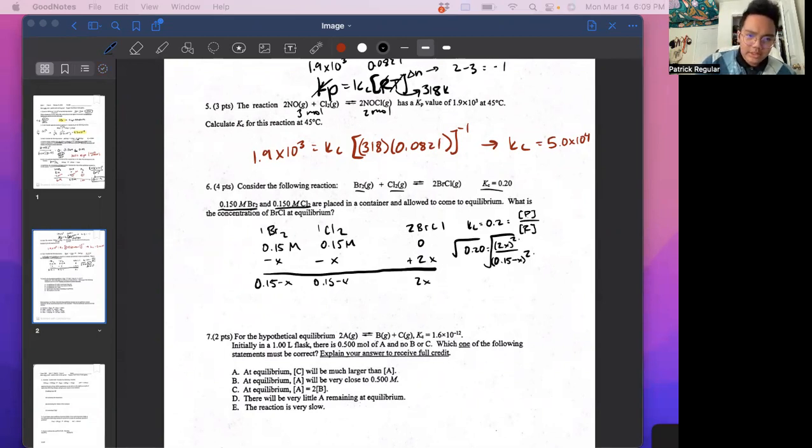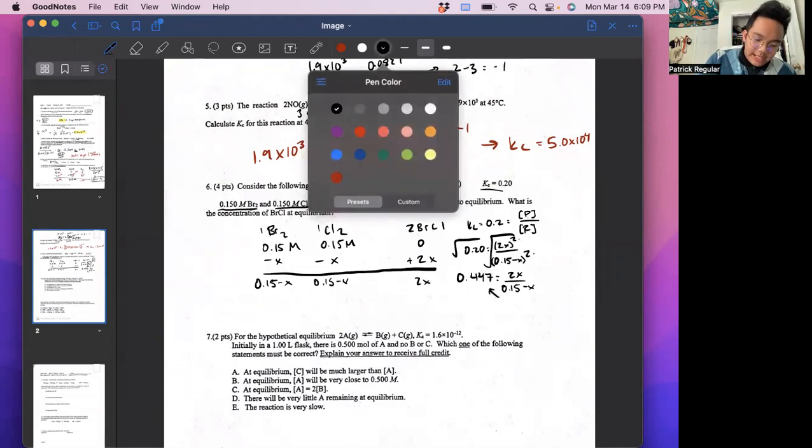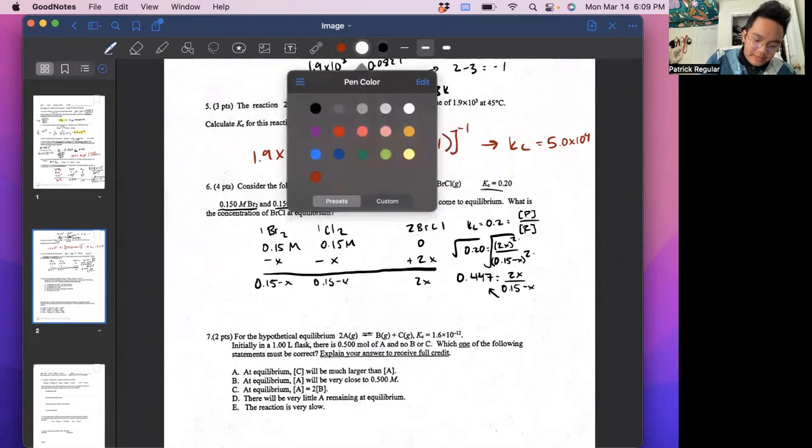There we go. So our numbers will be 0.447 equals 2x over 0.15 minus x. Now for this, it's just basic algebra. We just solve for x. So if you bring this over, let's fill out that algebra just a little bit more.